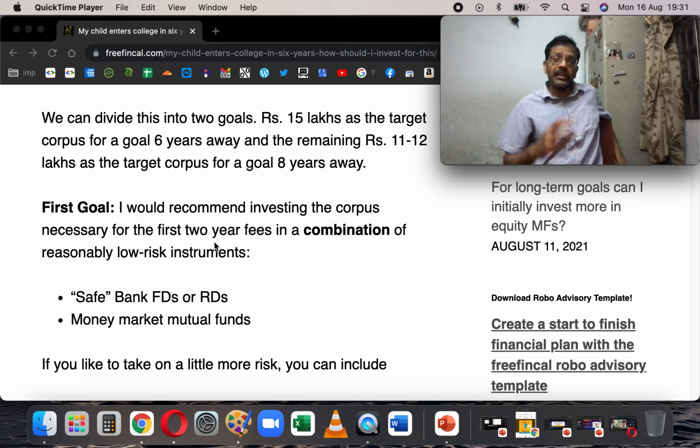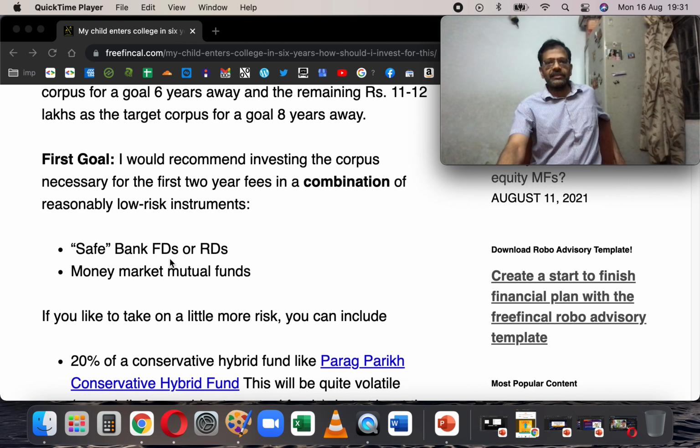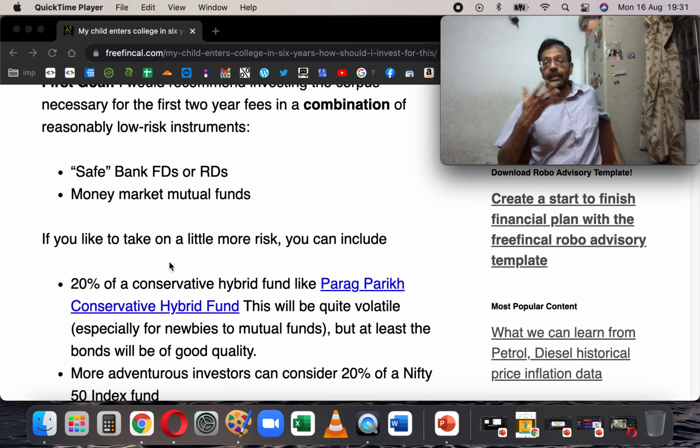If you want to take on a little bit more risk, but not too much risk like direct equity, then you can include about 20% of Parak Parikh Conservative Hybrid Fund. I am recommending this fund because the AMC is more or less clear that they will be only taking on high credit quality bonds, either corporate bonds or government bonds or state development loans and so on. The other is that they will have a little bit of equity, about 10% maximum, not more than that.